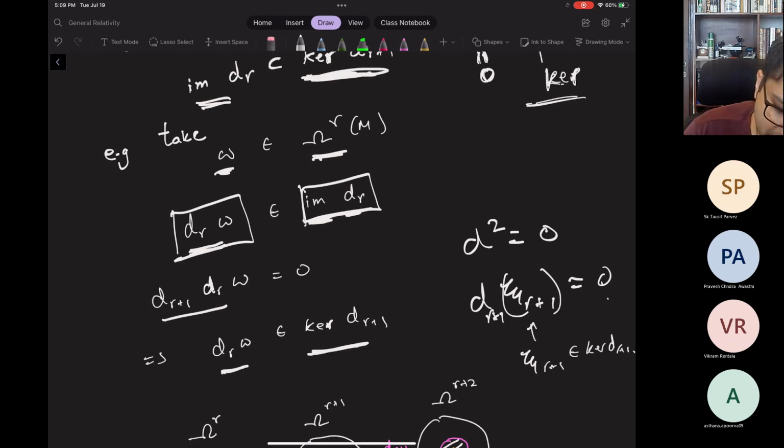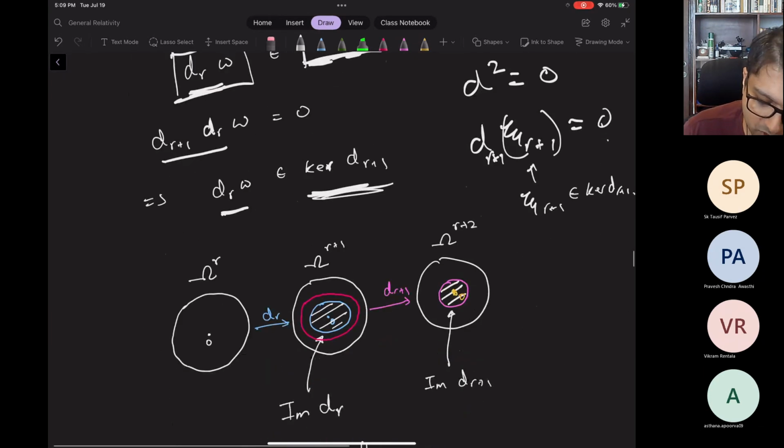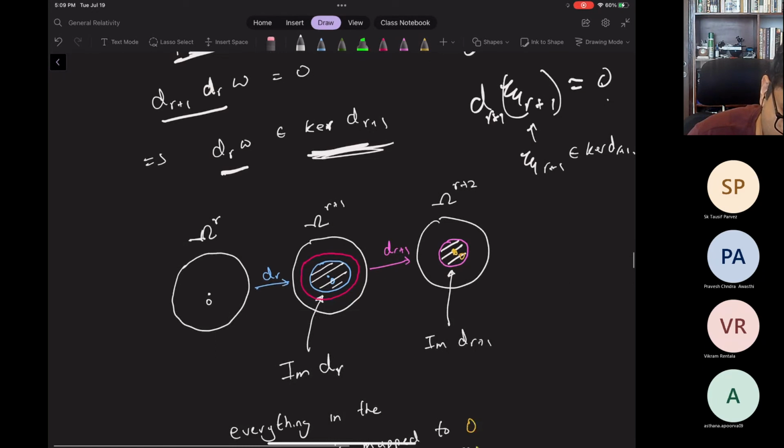And therefore, the image of d_r is a subset of the kernel of d_{r+1}. So to show that pictorially, this is Ω^r, the set of all r-forms. This is the 0 r-form, so there's a unique r-form which is the 0 element.